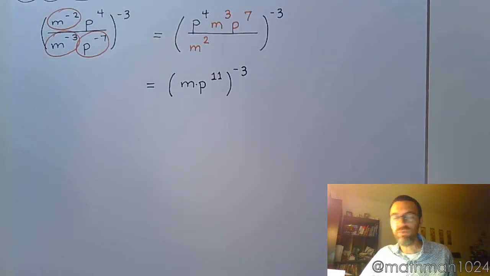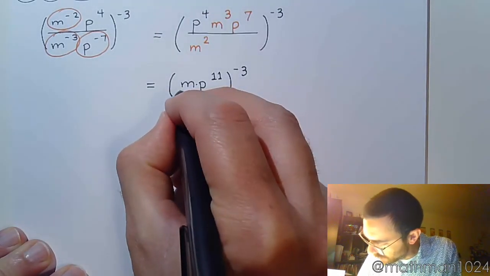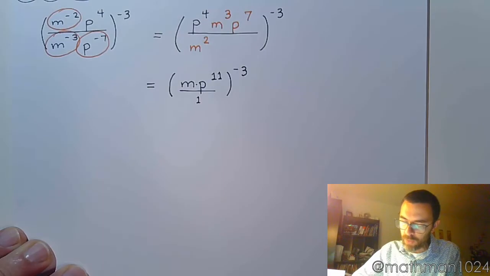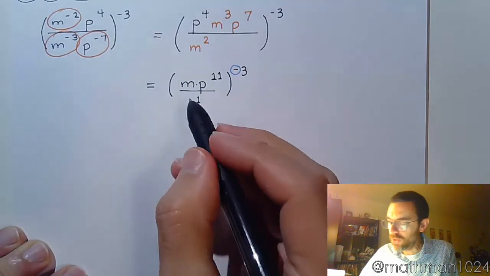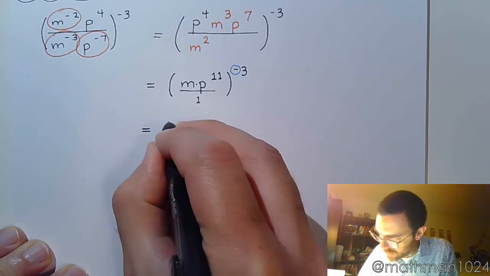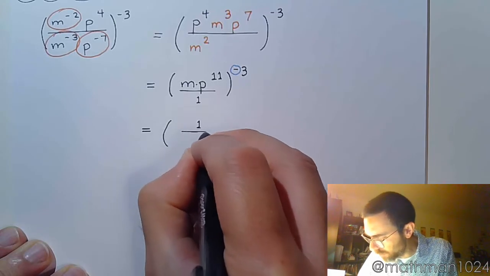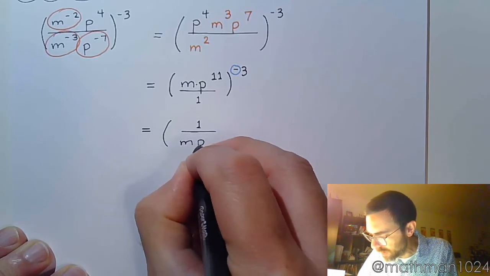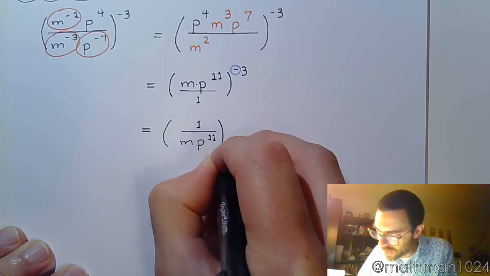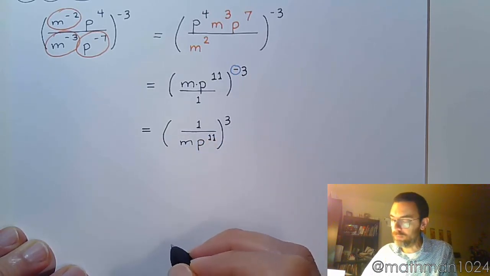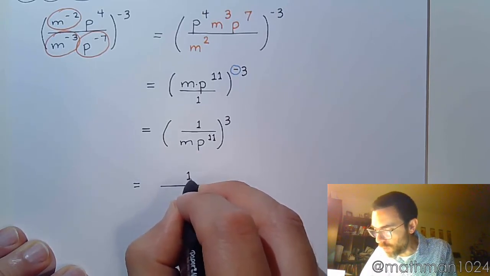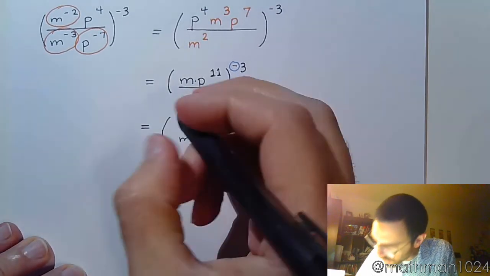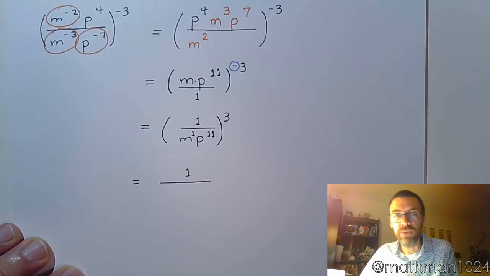Alright, so now we've got that negative 3 power to take care of. Well, one of the things we did talk about in a previous example is that this guy is a fraction, and we can use the negative there to do the reciprocal of what's on the inside. So this becomes 1 over m times p to the 11th, and this is now raised to the third power. And so we raise everything to the third power. Of course, 1 to the third power is just 1. Make sure that you remember and understand that this is understood to be m to the first.